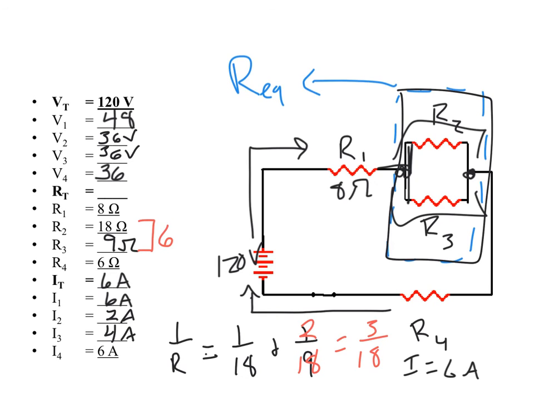So my equivalent resistance for the circuit is the resistance of 1 plus the resistance of this section here plus the resistance of 4. So I have 8 plus 6 plus 6. 6 plus 6 is 12. 12 plus 8? And that is that circuit. Okay?